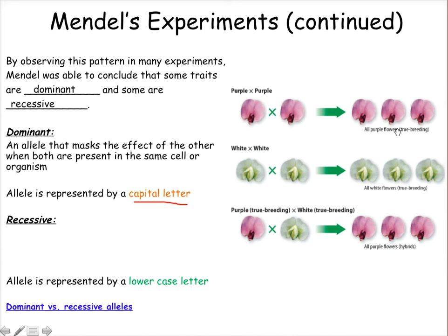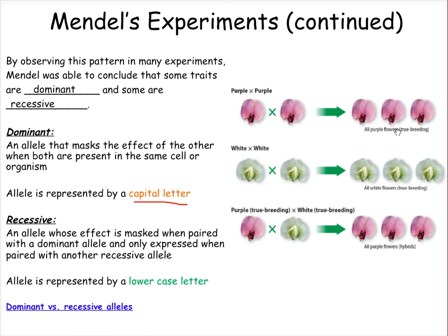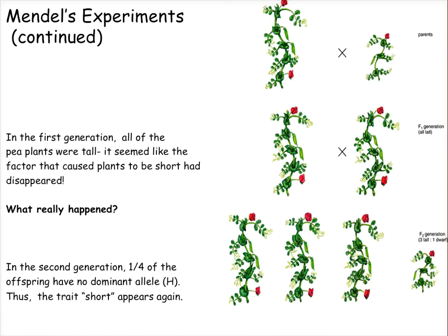On the other hand, recessive alleles are alleles whose effect is masked when paired with a dominant allele, and only expressed when paired with another recessive allele. Going forward, we will represent recessive alleles with lowercase letters. So you can see that, actually, you know what, I'm not going to explain this diagram yet because I want to go to the next slide where we're going to reinterpret Mendel's results.